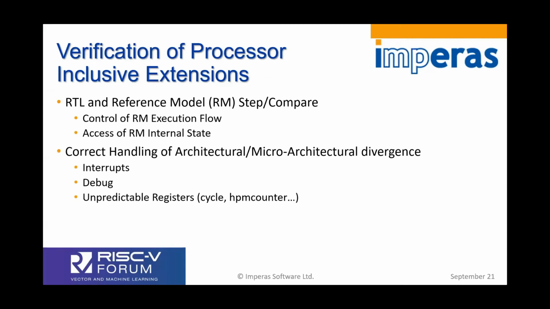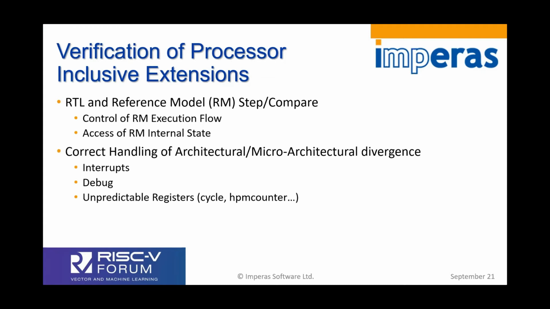We tend to get involved with two types of DV. The first I will call inclusive extensions. This is where a full process of verification is performed, which includes the extension as part of the processor RTL verification. Later, I will describe how we help to verify co-processor extensions.